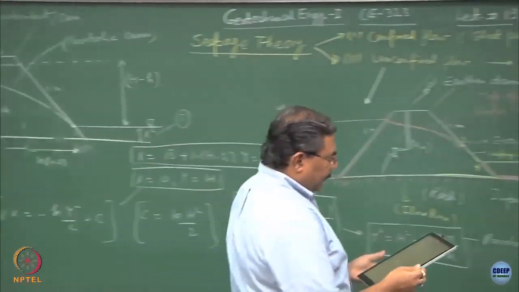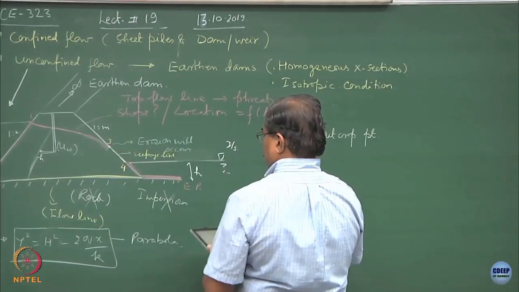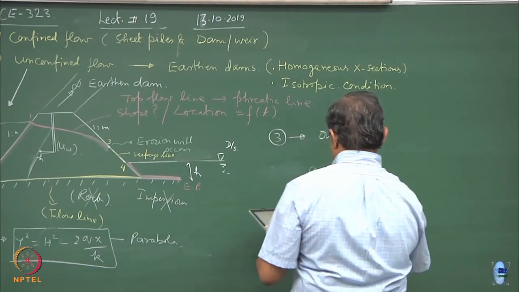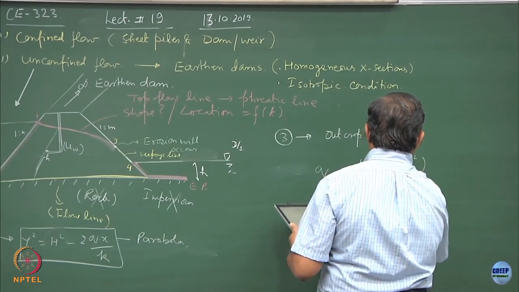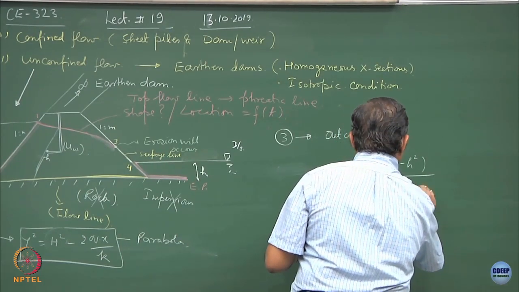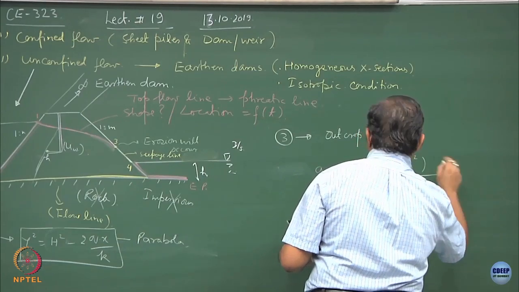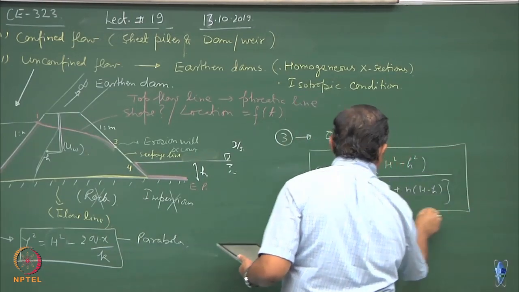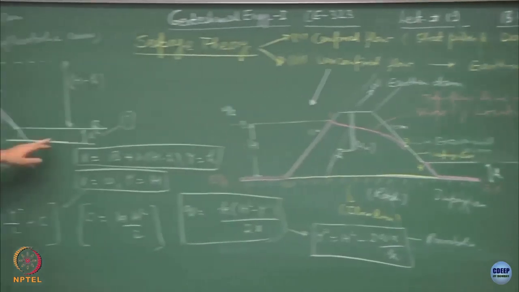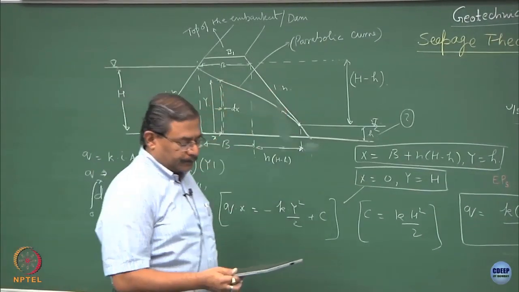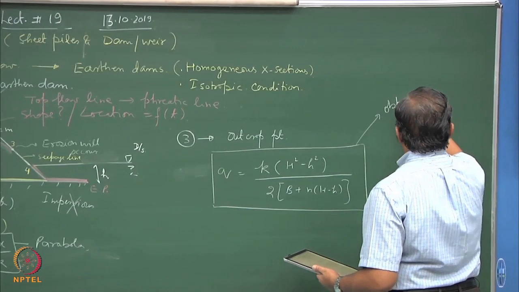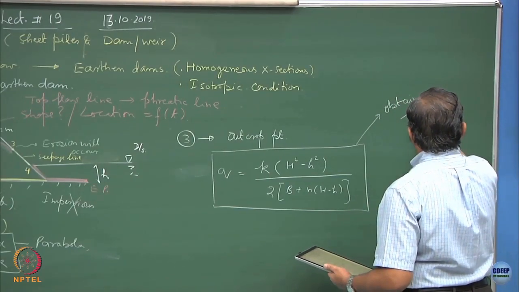So, what I can do is, I can write this expression as q equal to k (h square minus h square) over 2 times (b plus n h minus h). This is the function which I get. Is this part clear? So, for a given h and a small h, this is the flow regime which is getting developed. Now, I want to optimize this function. So, obtain h maximum.